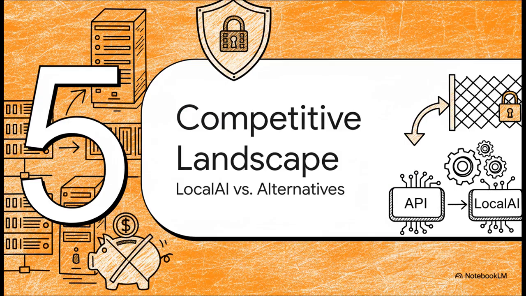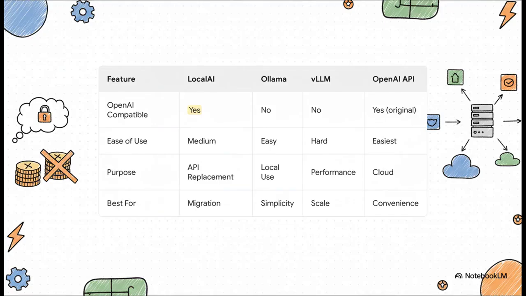So to really get why local AI is so special, we have to put it in context. How does it actually stack up against the other big names in the local AI world? This table really says it all, doesn't it? Just look at that top row. OpenAI-compatible? Local AI is the only self-hosted tool here with a big yes. Llama is way easier for just playing around for sure. vLLM is what you use when you need insane performance, but it's a beast to set up.